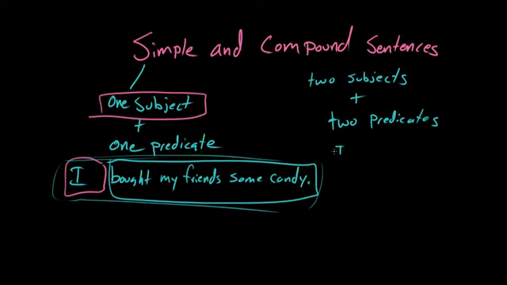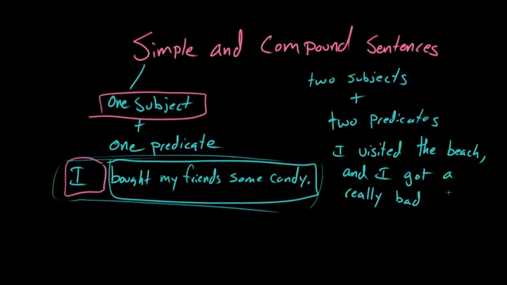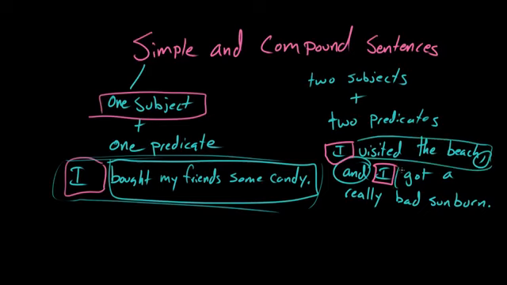So, I visited the beach and I got a really bad sunburn. When we're looking at this, it's really two sentences together, joined by the comma and this and. So we have our subject, I visited the beach, I got a really bad sunburn, and we have our two predicates, visited the beach, got a really bad sunburn. So the subject in both these cases is I, right? But it's sort of separate. It's like I am doing two different actions.